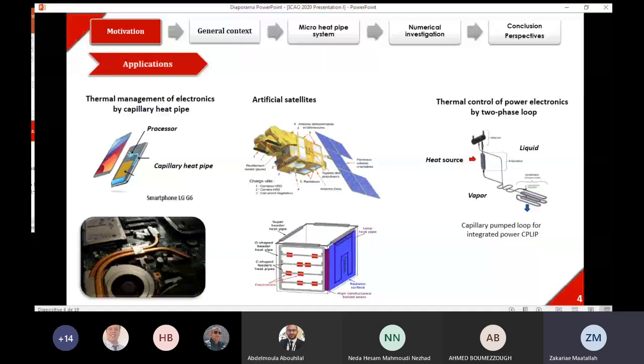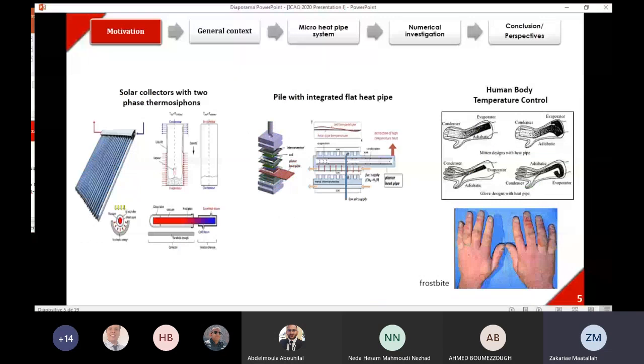We have also the thermosiphon that we can use for solar collectors with two-phase. Also we have flat heat pipes that we can use to dissipate heat from fields. And also in a cold climate, heat pipes could bring heat from the torso to the fingers, toes, ears, etc., to prevent the frostbite phenomenon that you can see here in the figure.